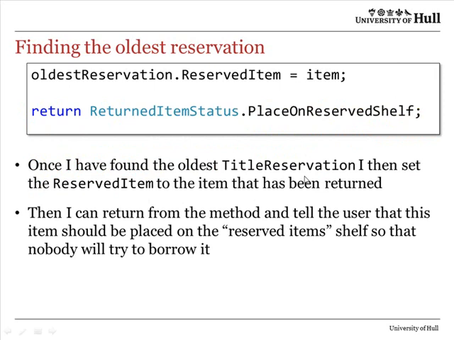So here we go. The oldest reservation I've found, set the reserve item to the item we've had returned, and then return. I'm sorry about the word return here, it keeps appearing. I then send a message back to the control class, saying, hey, tell the cashier to put this on the reserved shelf, not out for anybody to borrow. And so this effectively makes a copy so that we know which particular physical item Rob has been allocated, and then we say, oh, and by the way, don't put it on the main shelf, put it on the reserved items shelf. Okay, that's how it works.